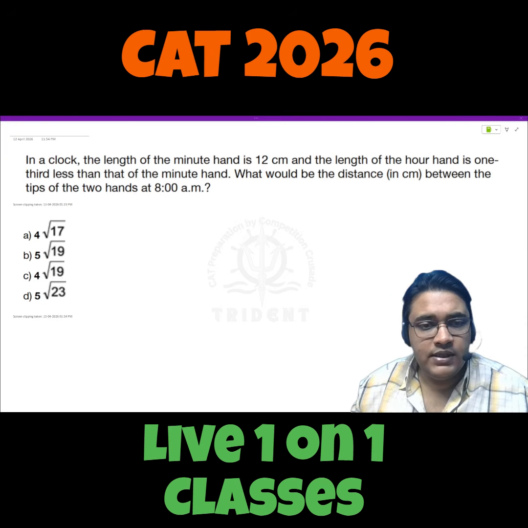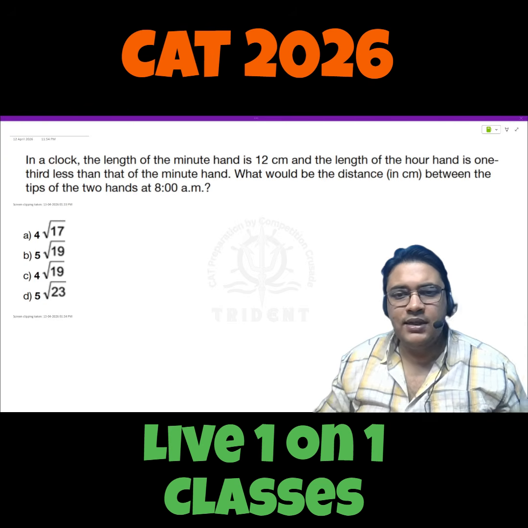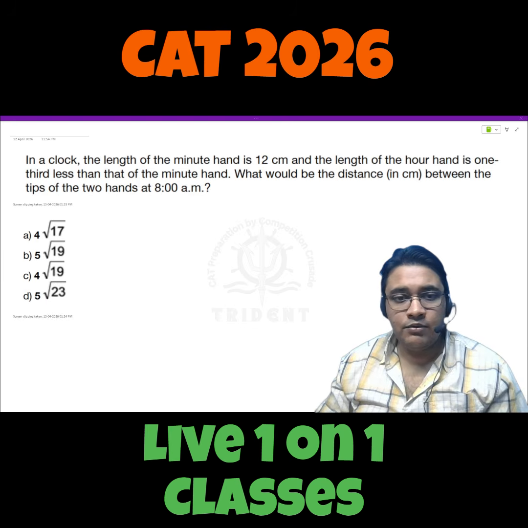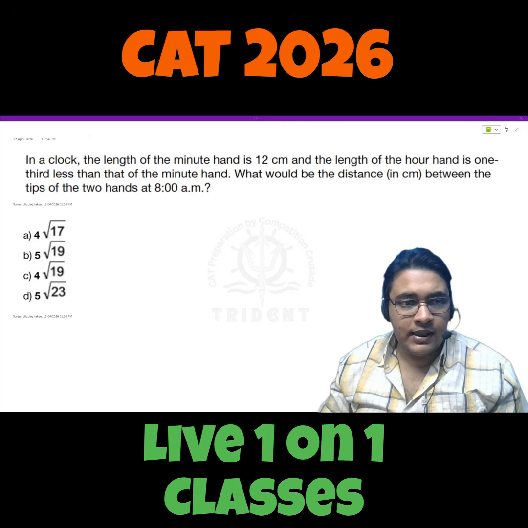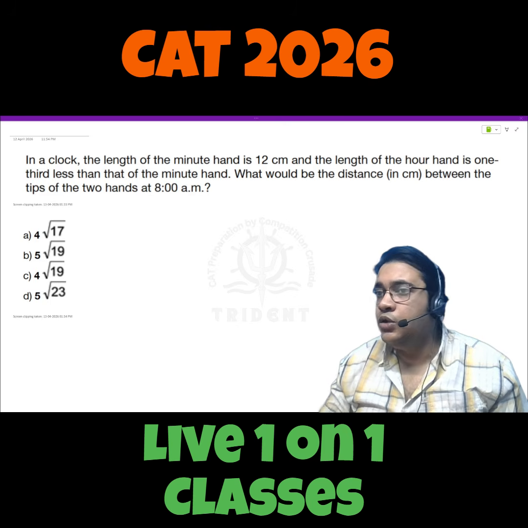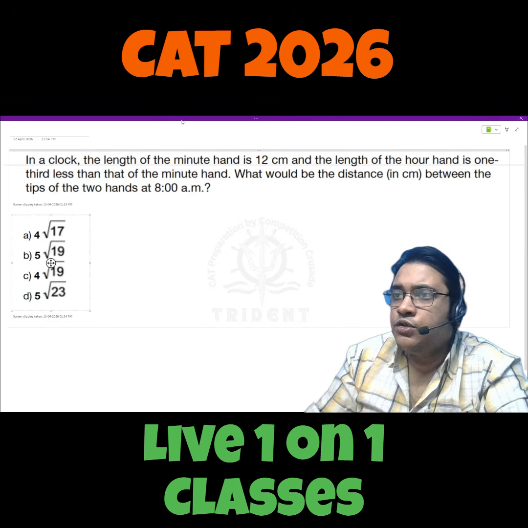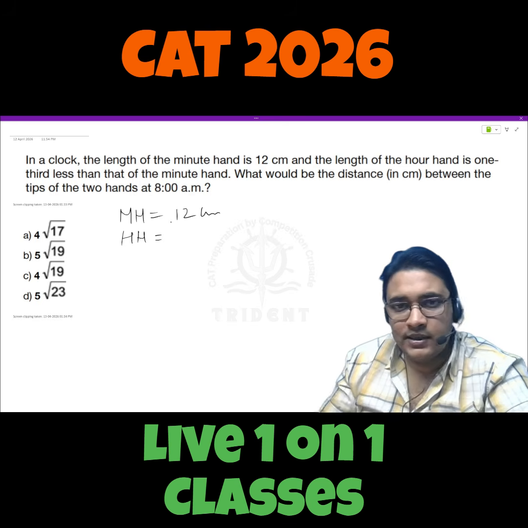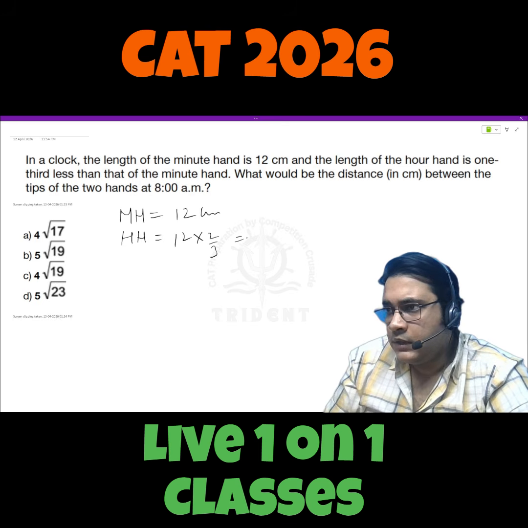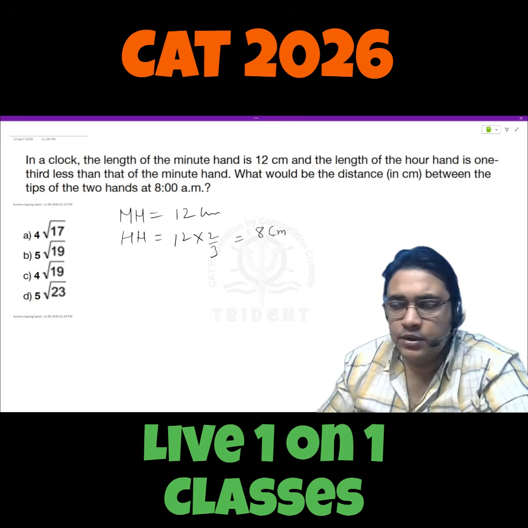Now, before we start solving this question, I would like to just discuss a little bit about what it is that they are saying and what we can do to solve this question. They say that there is a clock that has an hour hand and a minute hand. The hour hand is 2/3 less than the minute hand. The minute hand is 12 centimeters. So you know that the minute hand is 12 centimeters. The hour hand is 2/3 less. 2/3 less is 12 into 2 by 3, that is 8 centimeters. So far, so good.